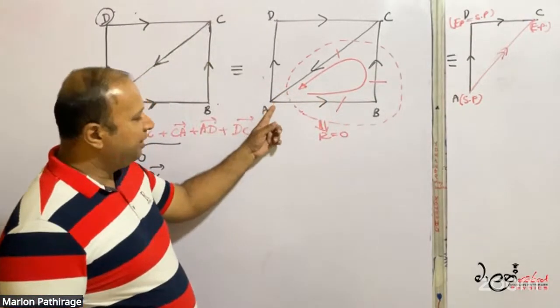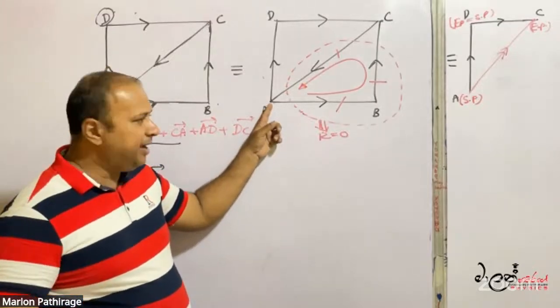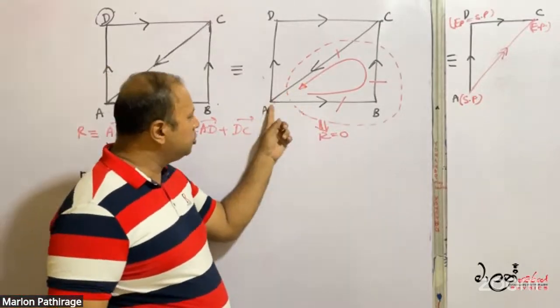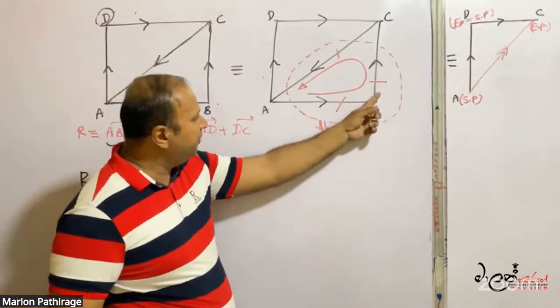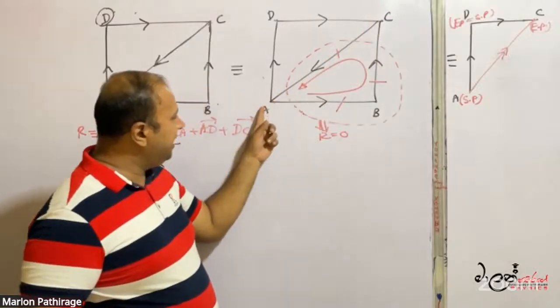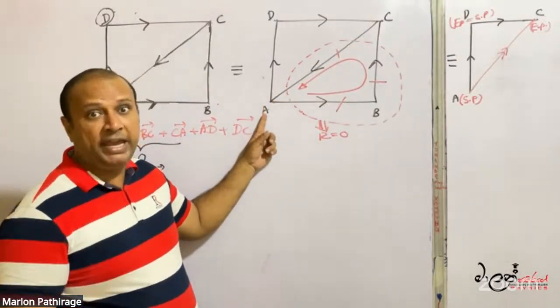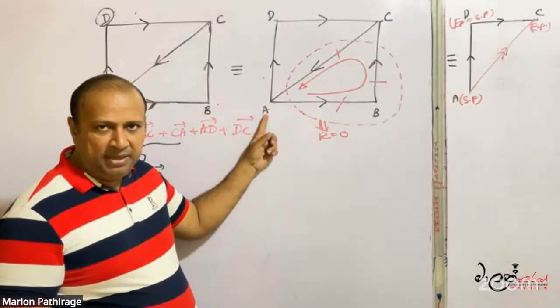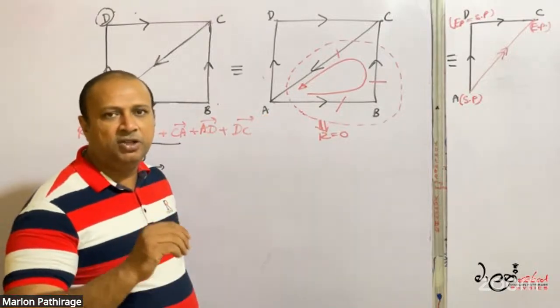If you consider this set, it is very clear this is a closed loop. The starting point of the vector system is A, and the endpoint is also A. That means the resultant vector should be 0.